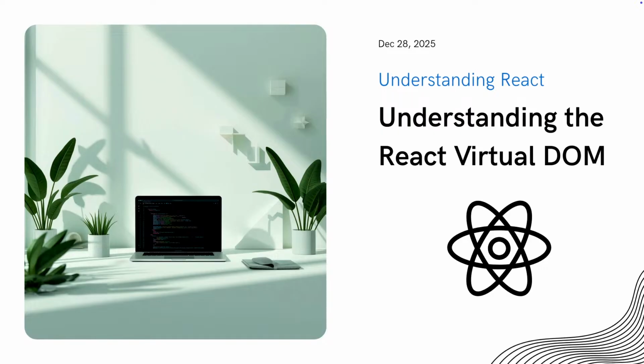Today, we are going to understand one of the most important concepts in React, the virtual DOM. Many people use React daily, but still feel confused about what virtual DOM actually does behind the scenes. So, today, we are going to break this topic down step by step in very simple language. This session is beginner friendly, so don't worry if you are new to React.